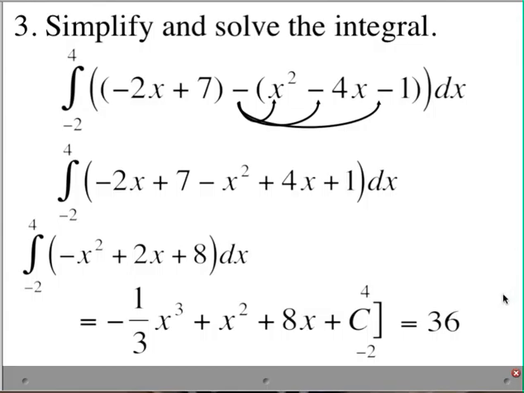And that's the end of problem 18. Hopefully this helped you understand a little bit more from the assignment from yesterday.